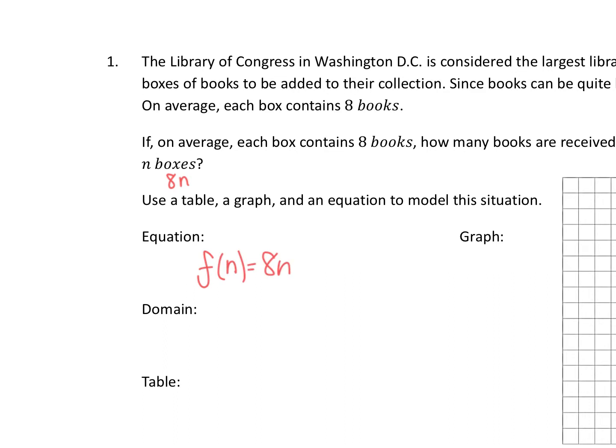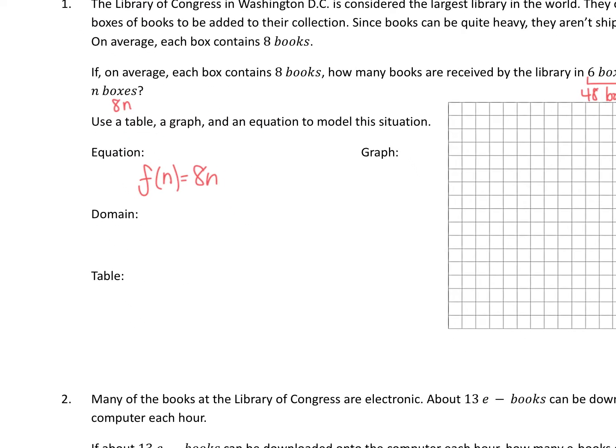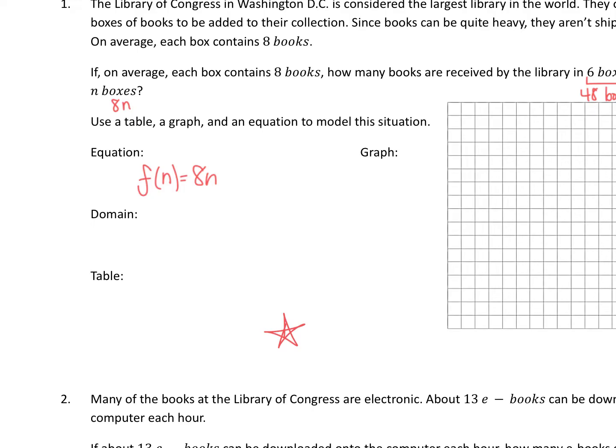This looks very arithmetic. Granted, we're not using that vocabulary anymore because now we're moving on to kind of a bigger category of functions. So rather than saying arithmetic, I would call this now linear. So I'm actually going to write that over here because that's going to be one of our takeaways at the end of this problem, that this is linear. Okay, what's the domain? So n represents boxes, so we need to think about what numbers make sense for boxes. I'll decide that in a minute after I do my table and my graph.